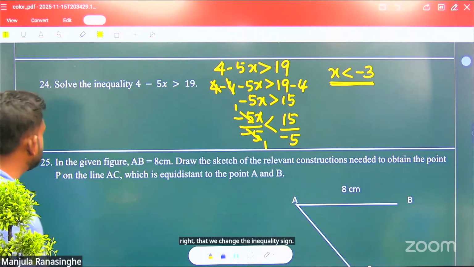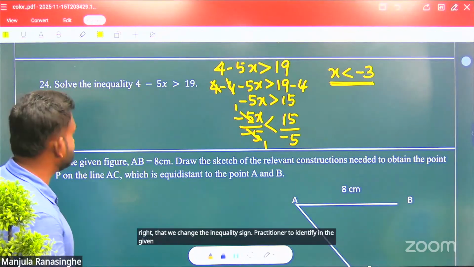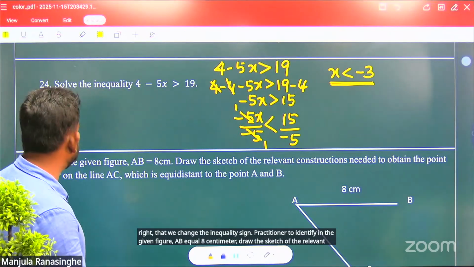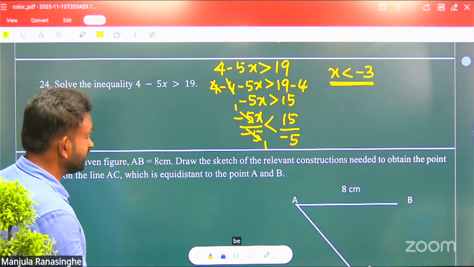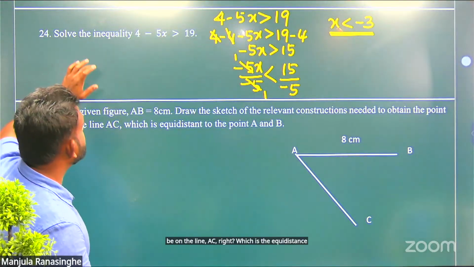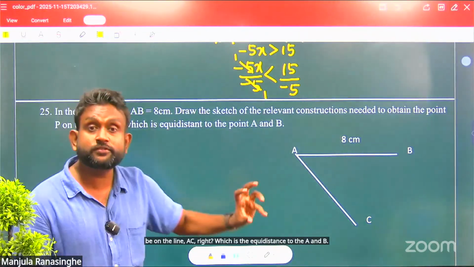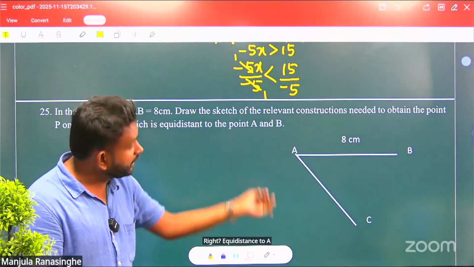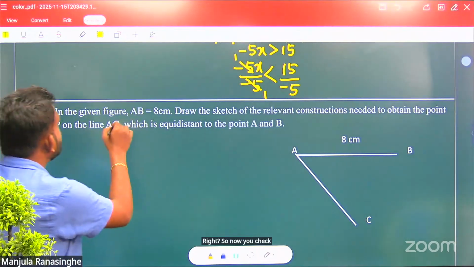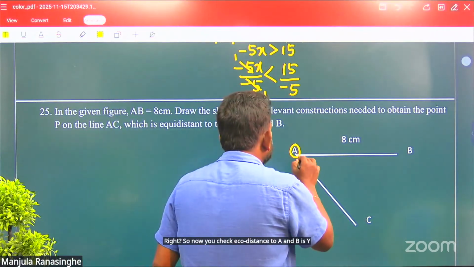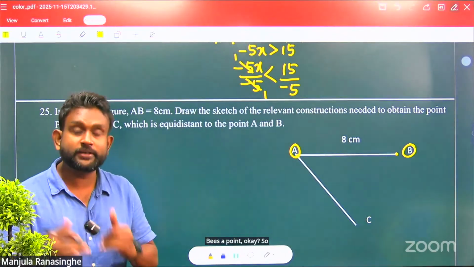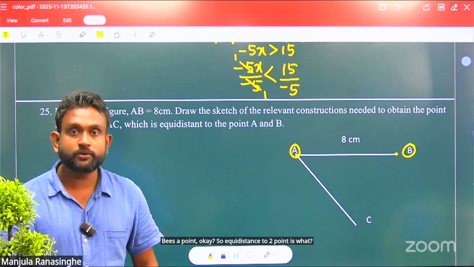Right, question number 25. In the given figure, AB equals 8 centimeters. Draw the sketch of the relevant construction needed to obtain the point P on the line AC, which is equidistant to A and B. Equidistant to A and B, but on AC. So now you check, equidistant to A and B is what? A is a point, B is a point. So equidistant to 2 points is what? That is the perpendicular bisector.